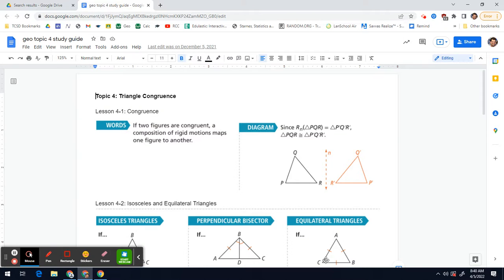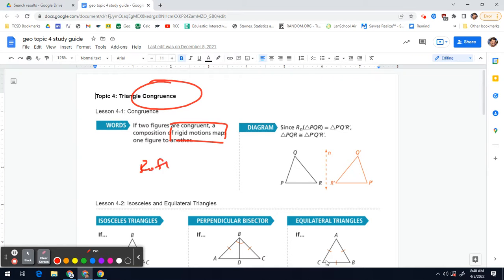Okay, geometry topic 4 review on triangle congruence. This was a main concept in this class about congruence. First of all, the rigid motions that we used in topic 3, so reflections, translations, and rotations, they all result in congruent figures. They're called congruence transformations. So when you have congruent figures, you know that all the corresponding angles are congruent.